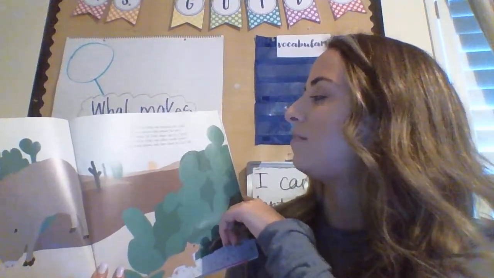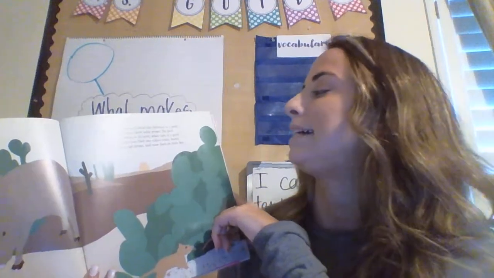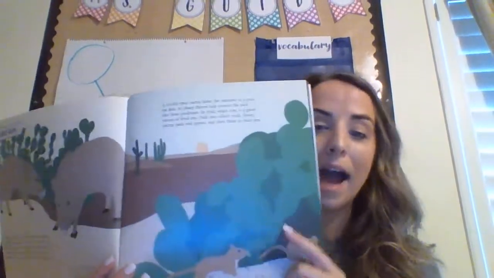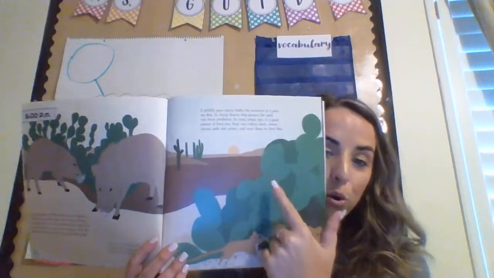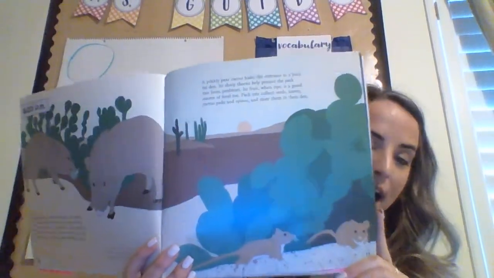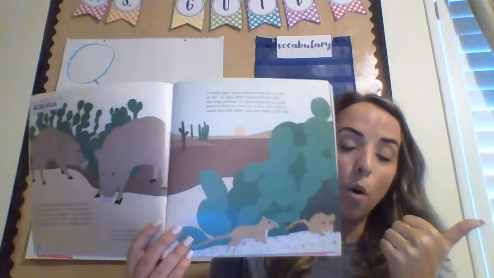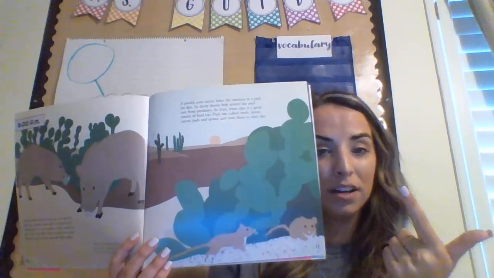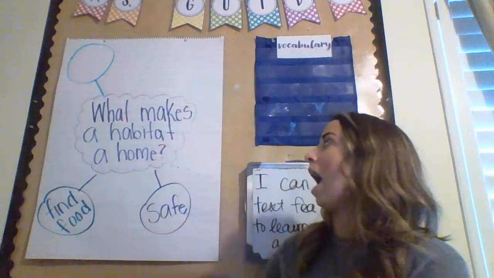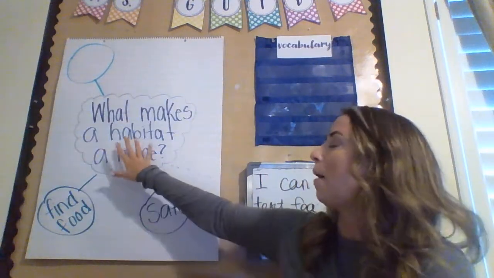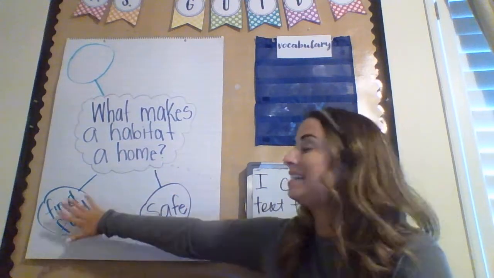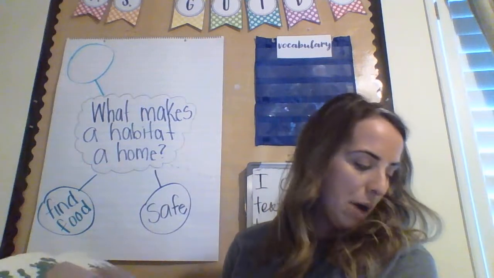Pack rats collect seeds, leaves, cactus pads, and spines and store them in their den. So what are 2 ways that pack rats use our prickly pear cactus? For protection and also for food. So that goes along with our 2 ways that a habitat is a home. It keeps it safe and it provides food. Very cool. All right, we're going.